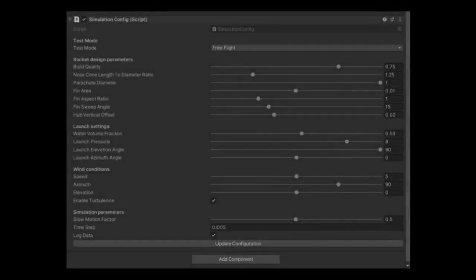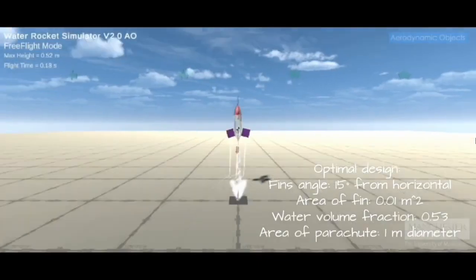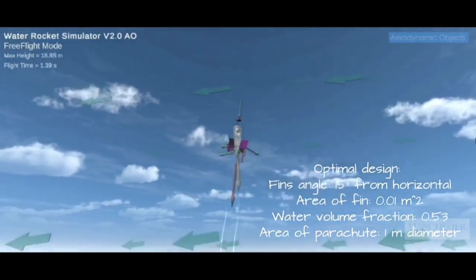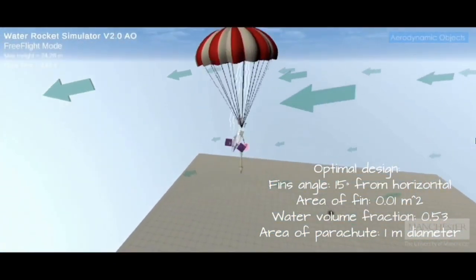Fins were set at an angle of 15 degrees from horizontal to provide the needed stability but also to allow for greater speed. The area of each of the 4 fins is 0.01 meter square to again provide stability but also small enough to limit weight and drag.